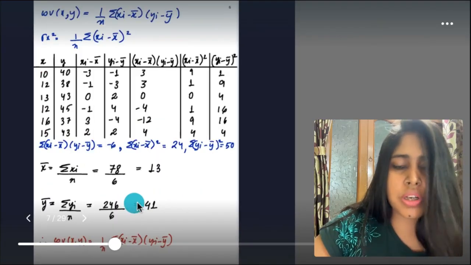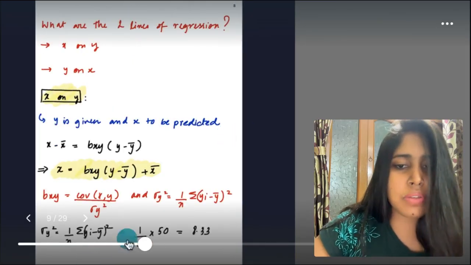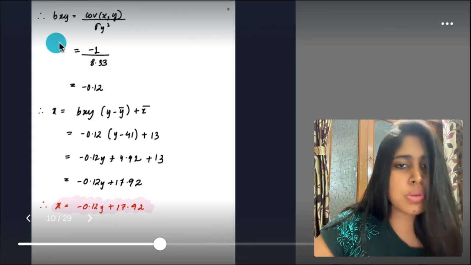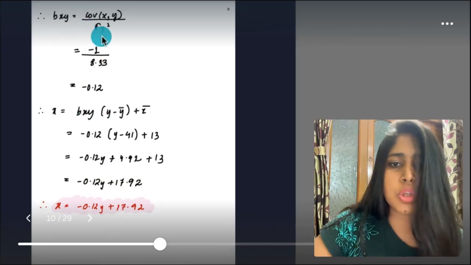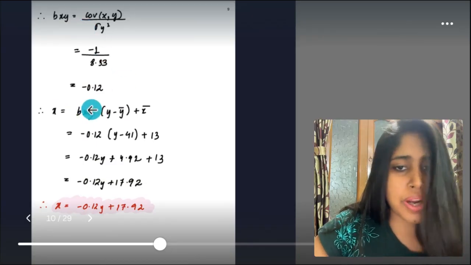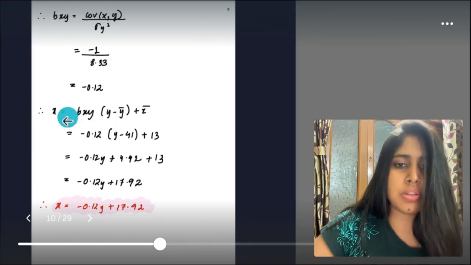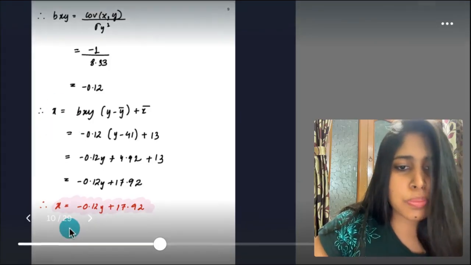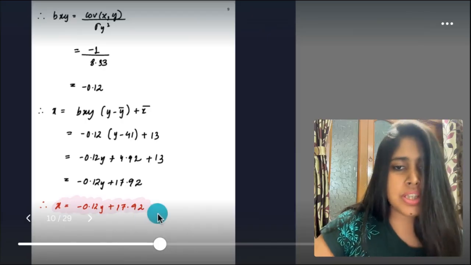Here the summation value which we got is 50, so we put the value here, 50, and we get 8.33. Then bxy is equal to minus 1 divided by 8.33, which we get as minus 0.12. Then we put minus 0.12 in the value here for bxy and get the equation of x as x is equal to minus 0.12y plus 17.92.